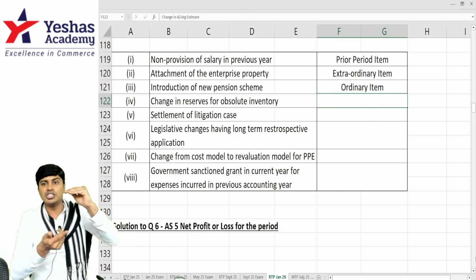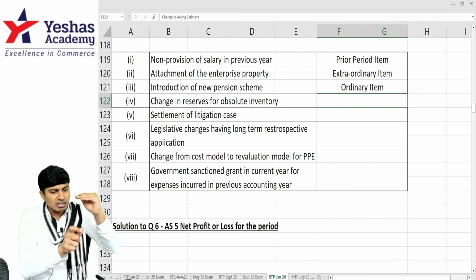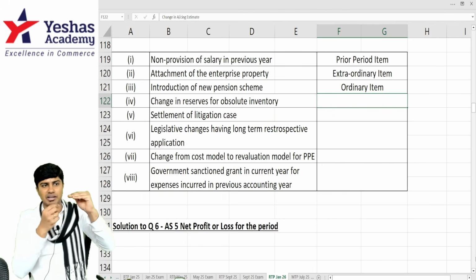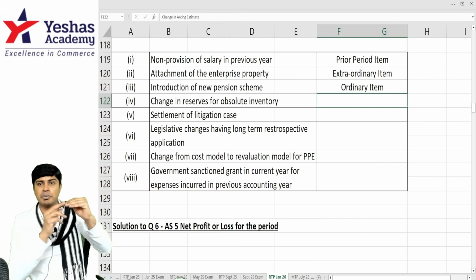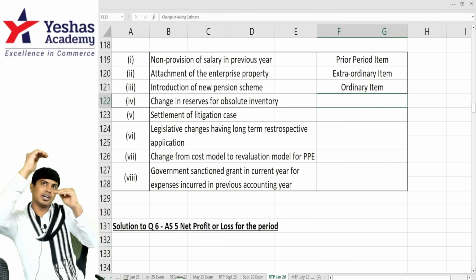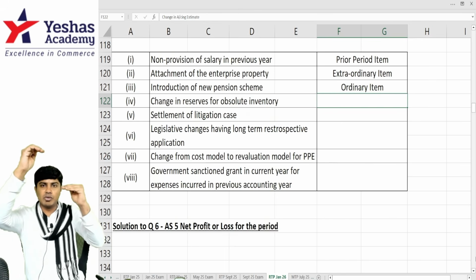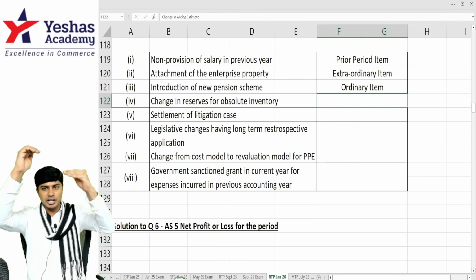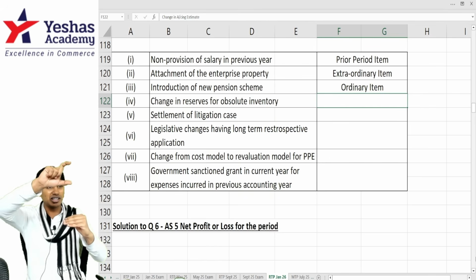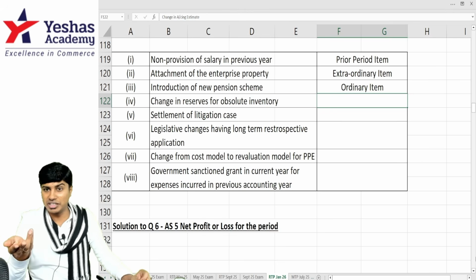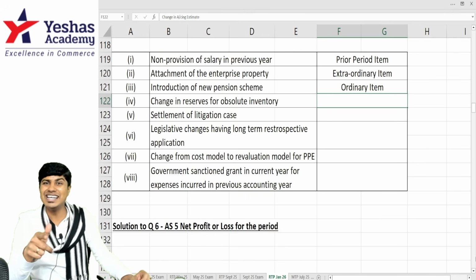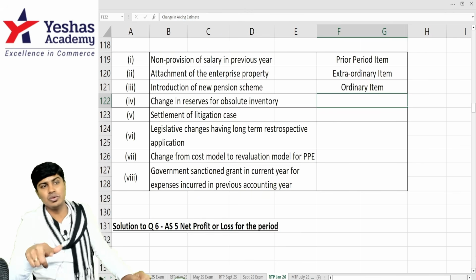Now this 80 I'm changing. They're telling change in reserves for obsolete inventory, meaning that 20 rupees loss is there. No, I've created that provision. Now I'm changing the provision because I expected the 100 rupees inventory to be sold at 80. Now I'm expecting it to be sold at 70. I should change the reserve. Provision 20, I'm making the provision into 30. That additional provision is created because of a decrease in the expected realizable value.